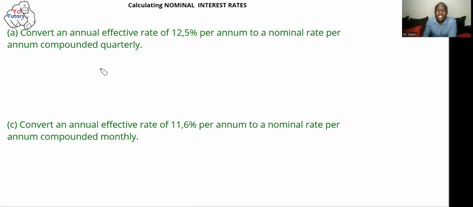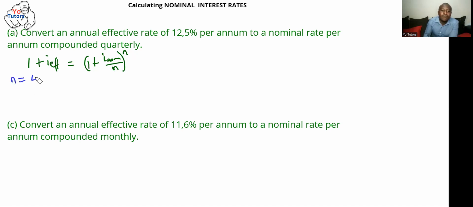Let's look into the calculation of nominal rates. When we're calculating nominal rates, now we know the formula. Our formula is 1 plus I effective is equal to 1 plus I nominal over n, to the power of n. Now we want to convert an annual effective rate of 12% per annum to a nominal rate per annum compounded quarterly. So in this case, we are actually given n.